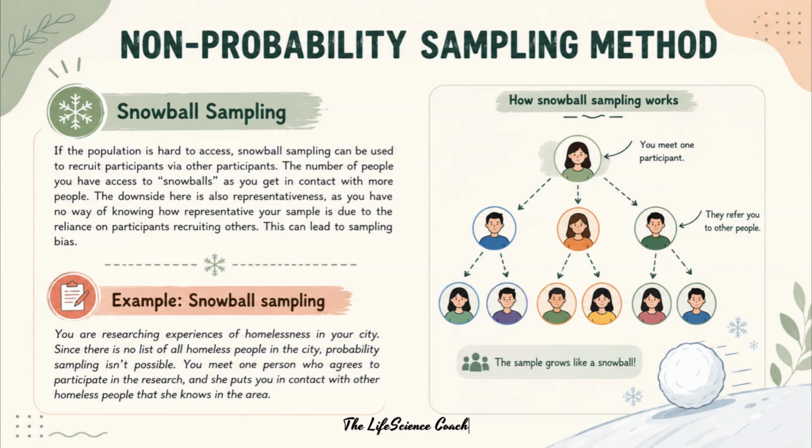Common in qualitative research. Risk of sampling bias. Example: a researcher is studying homelessness in a city. Since there is no official list of homeless people, the researcher contacts one homeless person. That person introduces the researcher to others. The sample continues to grow through referrals.